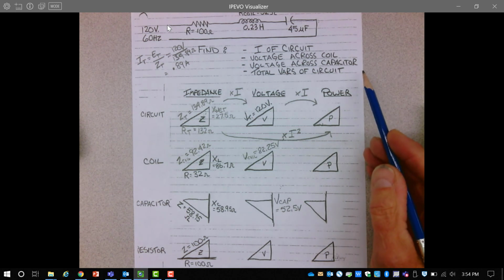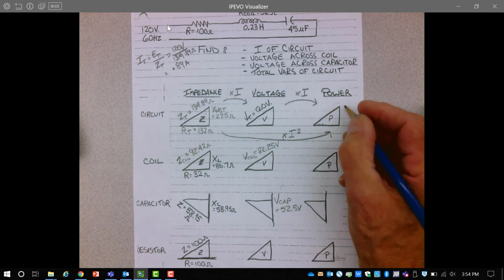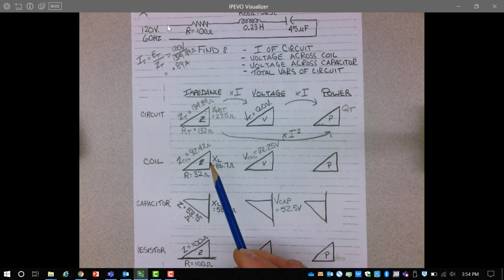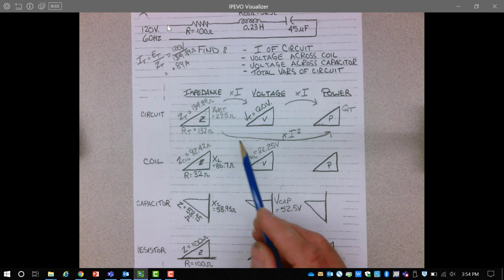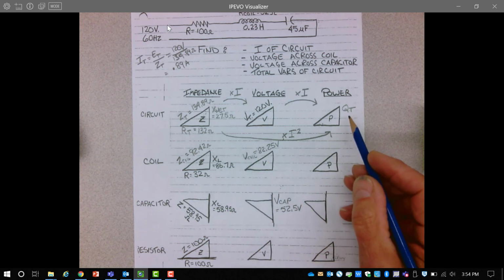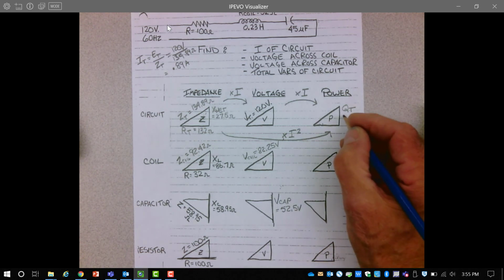So we have the voltage of the capacitor now. The value that we have left to find is the total VARs of the circuit. The total VARs comes from my power triangle. To find the total VARs, if I take the net reactance times the current squared, I will get the total VARs of the circuit. So 27.5 ohms times 0.89 squared gives me a value for VARs of 21.98 VARs.